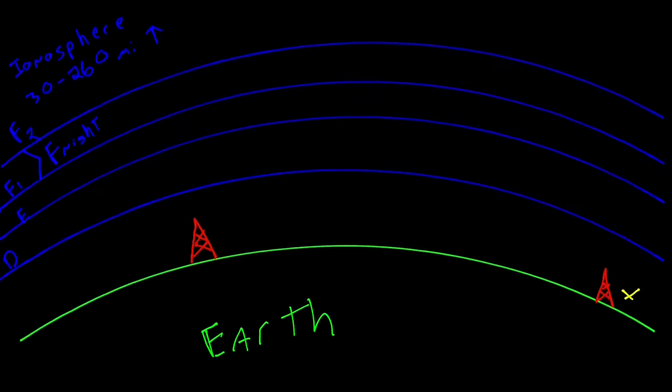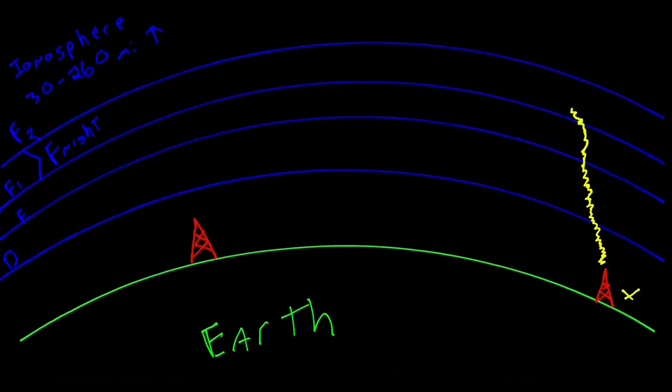That radio station, let's call that a VHF radio station, or UHF. And let's see what happens when a signal is transmitted. So this station is going to transmit its signal into the atmosphere. And it's going to go through the D layer. It's going to go through the E layer. It's going to go through the F layer.